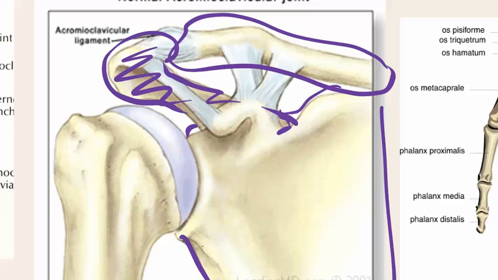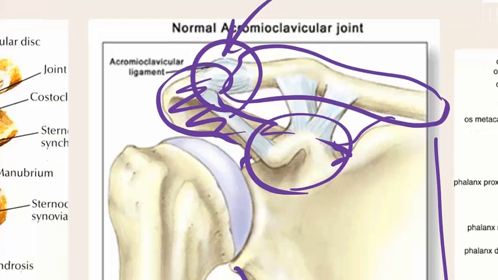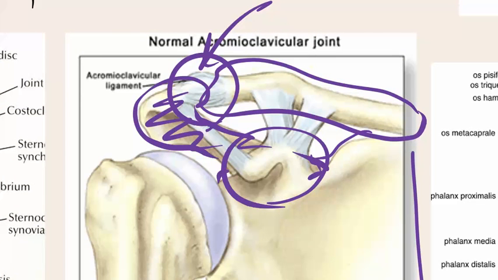Now, you shouldn't confuse the acromion with your coracoid process, all right? So this right here is your coracoid process. But our concern here is this joint right here. So that's your acromioclavicular joint, right? The acromio, then the clavicular joint.